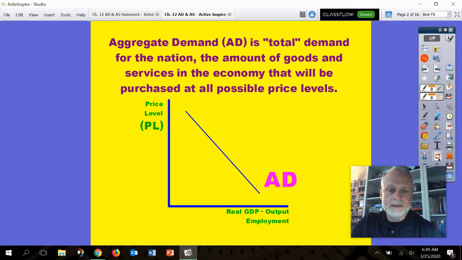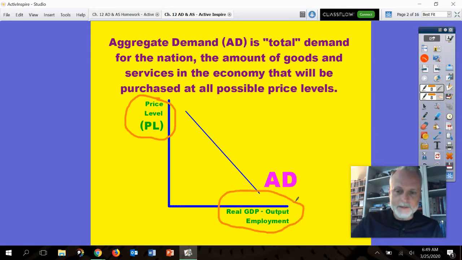You're noticing that the demand curve has that extra letter in front of it, but it has the same shape, right? It's downward sloping. But on the side, there's some new funky stuff, right? This PL is going to take the place of where we had price, and real GDP is going to take the place of where we had quantity, right?